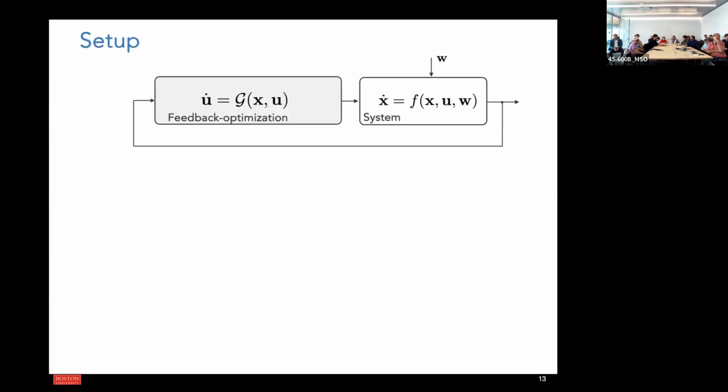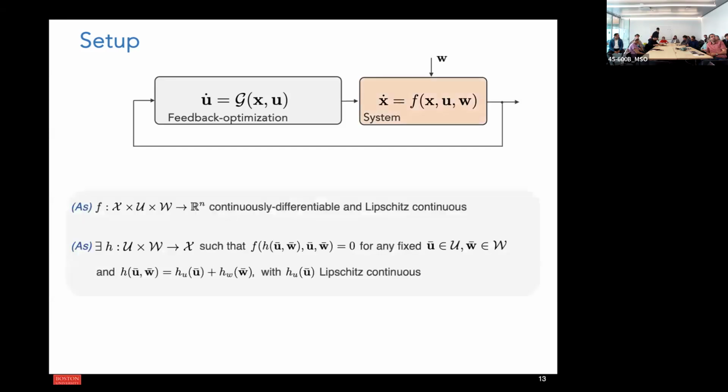What I'm going to be considering for this first part is this generic setup where I have some nonlinear dynamics, and this is my feedback optimization controller that I would like to design. And I'm going to start outlining some standard assumptions on this nonlinear plant. I'm going to be assuming that this f is continuously differentiable and Lipschitz continuous in its arguments over a given domain that is appropriately defined.